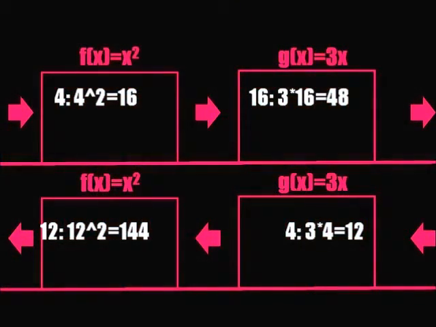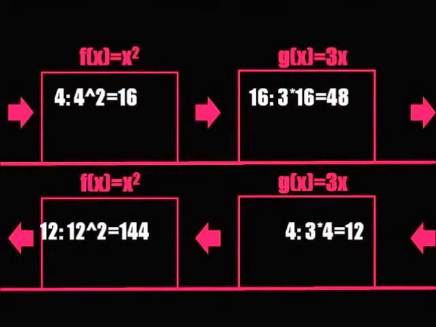Example of commutative property. We have the equation f of x equals x squared and the equation g of x equals 3x. We're going to use 4 for x in both equations. So we substitute 4 in for x in x squared, and that equals 16. Then we substitute the 16 in for x in the equation 3x, and you come with 48.